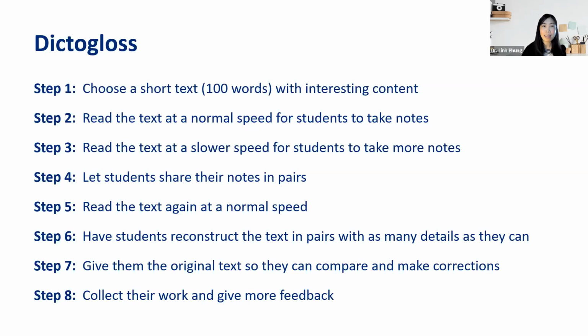Step 5, read the text again at a normal speed. So basically you read the same text 3 times. Step 6, have students reconstruct the text in pairs with as many details as they can. I remind students that it is not a summary, but they don't need to reconstruct the text exactly as the original text. They need to have as many details as they can. And then step 7, give them the original text so they can compare and make corrections. And finally, you can collect their work and give more feedback.